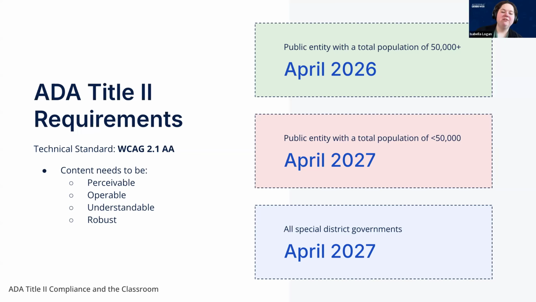And then the fourth principle is robust. Content must be robust enough that it can be interpreted by a wide variety of user agents, including those using assistive technology. An example of this would be making sure that each component on the website has the correct programmatically determined role. So let's say something acts like a button, it should be programmed and communicate to users that it's a button. It shouldn't be programmed as a link.